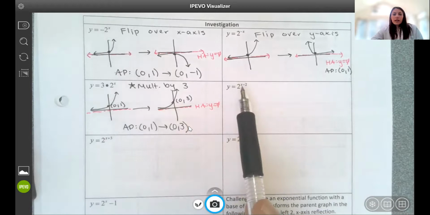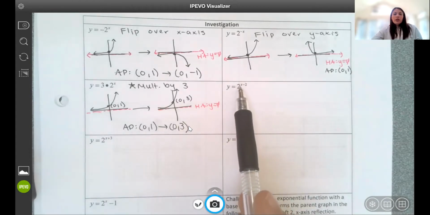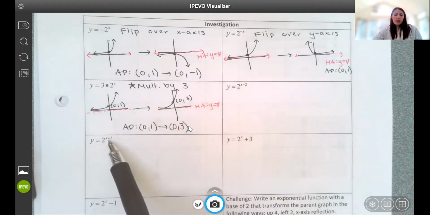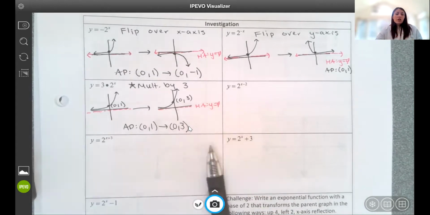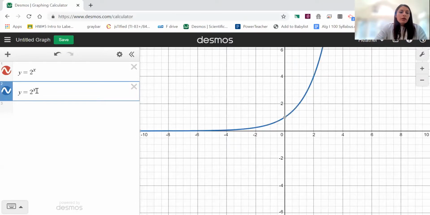Now I'm going to look at the next two together. So first I have a transformation where in my exponent I'm subtracting 2, and then I have in my exponent I'm adding 3. So I'm going to do this the same. It's going to be the same kind of type of shift. We're going to look at both of those. And then return to our notes. So let me head back to Desmos. Get this other one out of here.